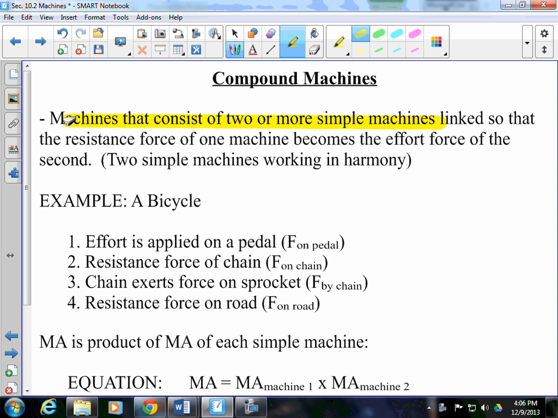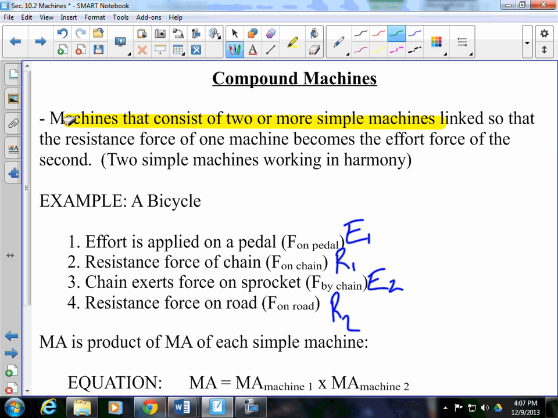What you're going to look at in a compound machine is you're going to put on an effort. That effort will create a resistance. That resistance of your first simple machine is going to be the effort of your second simple machine. So if we take a look at an example such as a bicycle, the effort is applied to your pedal. That is going to be your first effort, E1. By putting on that pedal, you're going to get a resistance on the chain. That's going to be resistance 1. That resistance on the chain is also the force on the sprocket, or the force exerted by the chain, which is going to be E2, which is then going to move the wheel, which is going to be R2.